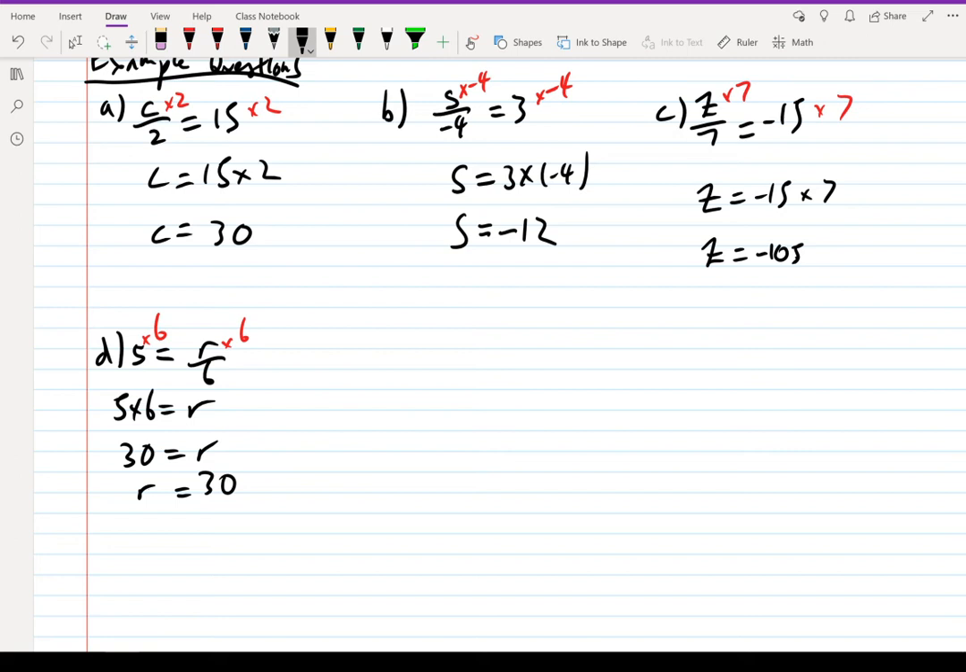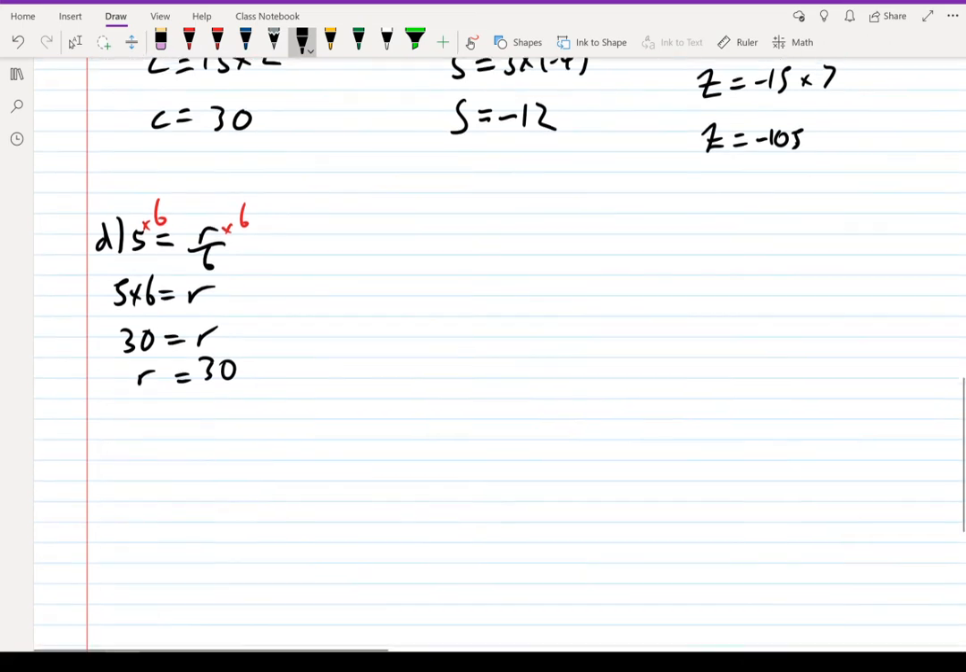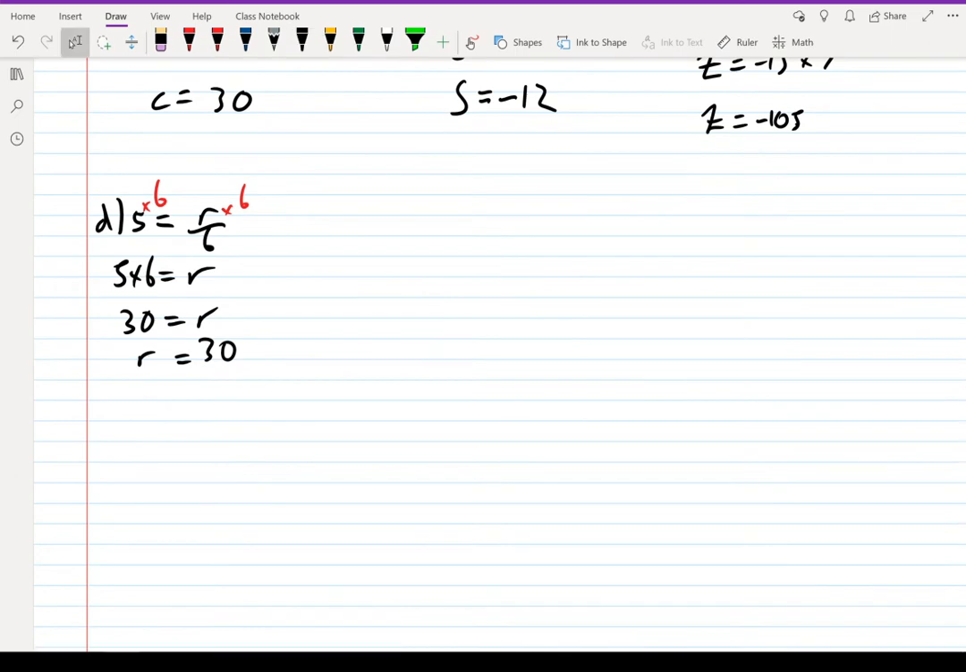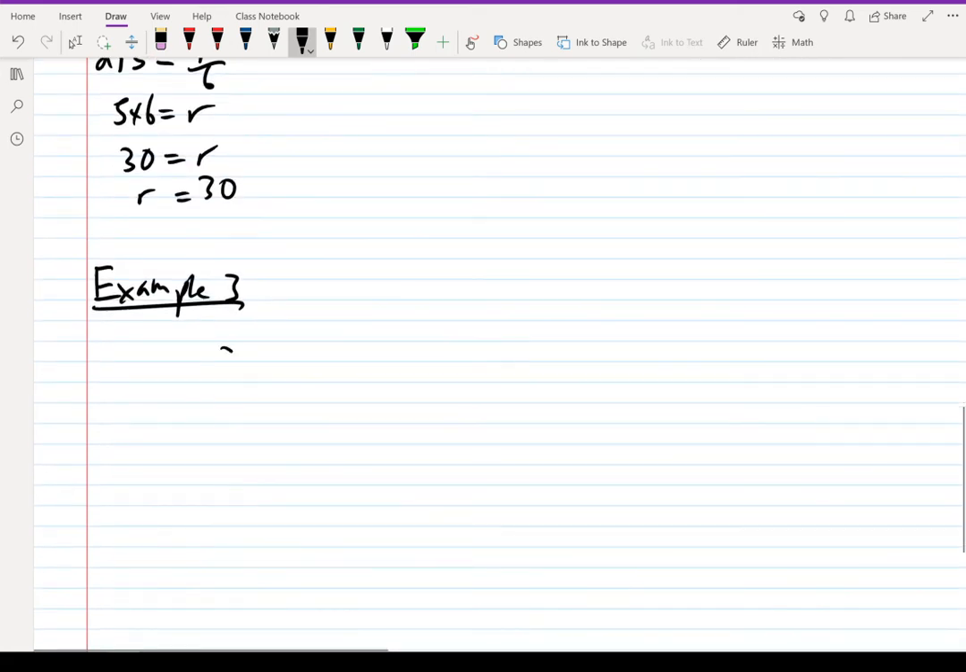Okay, and so now sometimes we have a combined multiply and divide. So let's say example 3, let's say that we have 2x over 5 is equal to 8. And we want to solve this equation. And so in order for us to, there's 2 things going on. First of all, x is multiplied by 2 and x is also divided by 5.